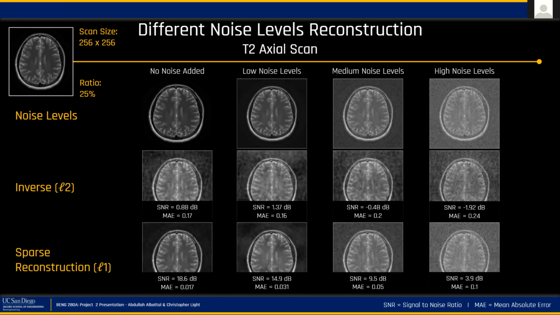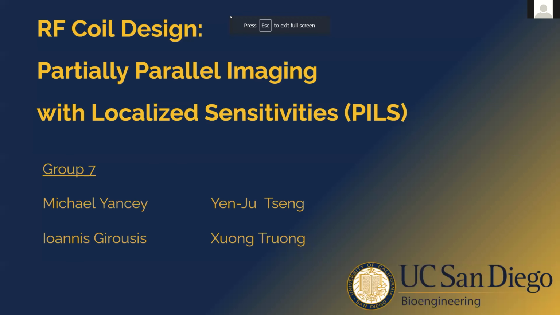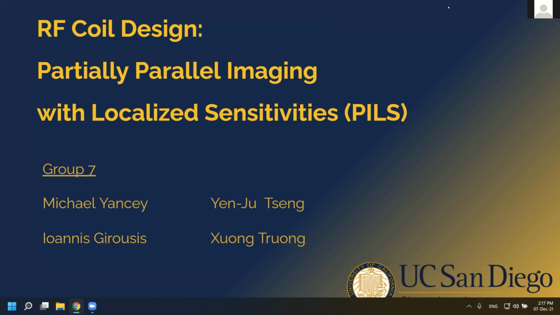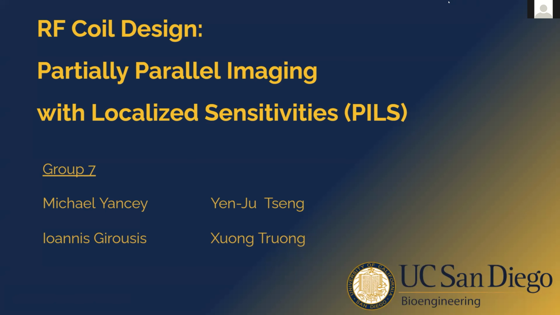Okay, last but not least, we have a talk on PILS, which is a type of parallel imaging, and RF coil design. So is that in person, online? We're online. You guys are online? Okay. Yes, we are online. Is everyone able to hear me? Yeah, you can go ahead.